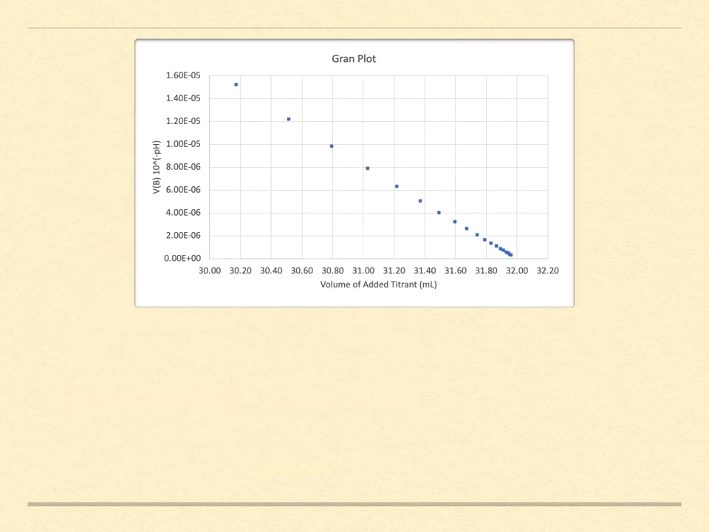Here is a Gran plot of the data approaching the second equivalence point. The data is particularly smooth because it's synthetic data. Real data would have more scatter and curvature. Now, when we draw a straight line through the data, as advertised, it passes through the x-axis at the equivalence point of 32 milliliters.